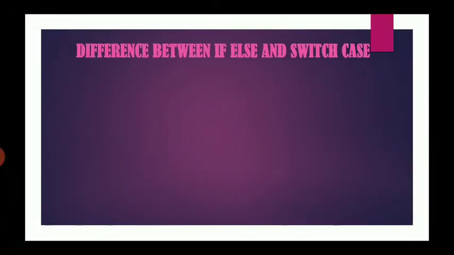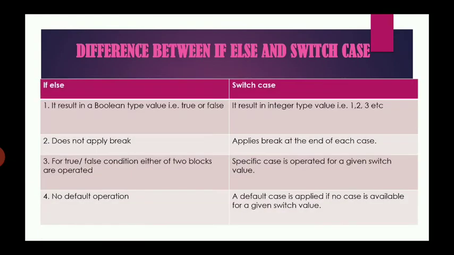Difference between if else and switch case. Now the first difference is, in if else it results in a boolean type value. Boolean type value means either it will give you true or false. Yes, when we used if and else, at that time we used to get two answers, either yes or no, or either true or false, which is a boolean type value. But in case of switch case, it results in an integer type value, that is 1, 2 or 3.